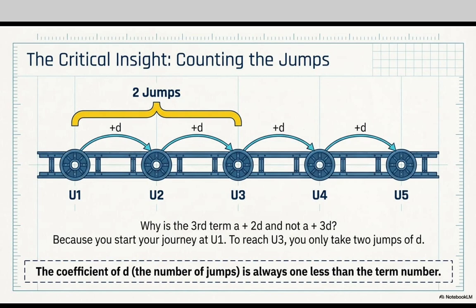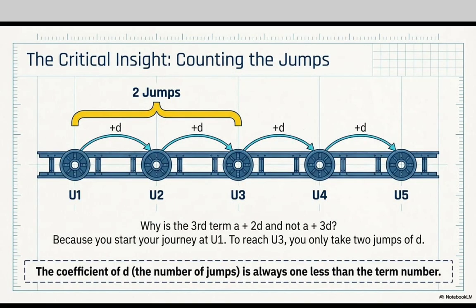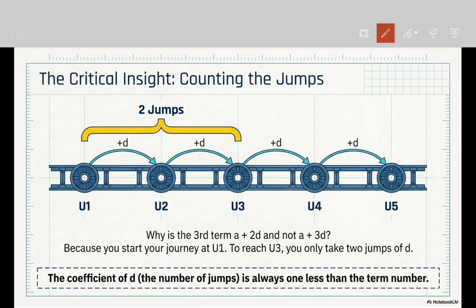All right. So here is the correct explanation why the third term is A plus 2D and not 3D. I've explained to you before. Because we start the journey at 1 here. Okay. This is where we start.